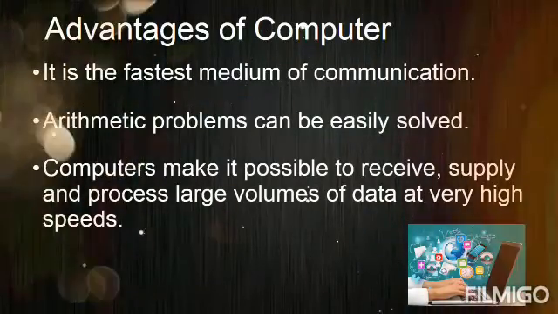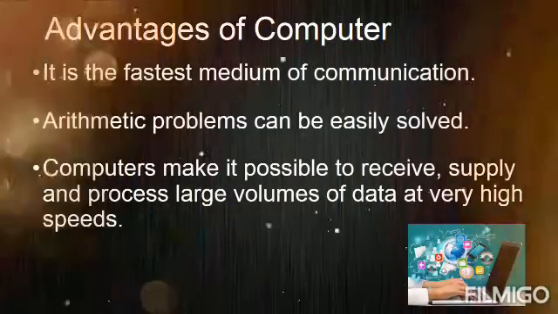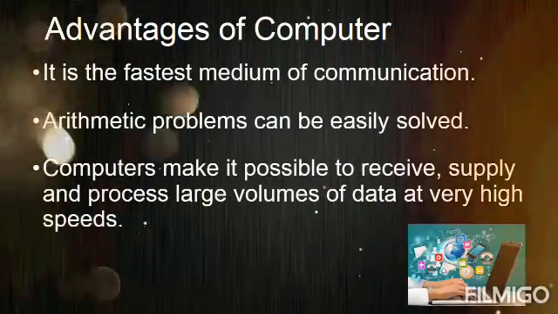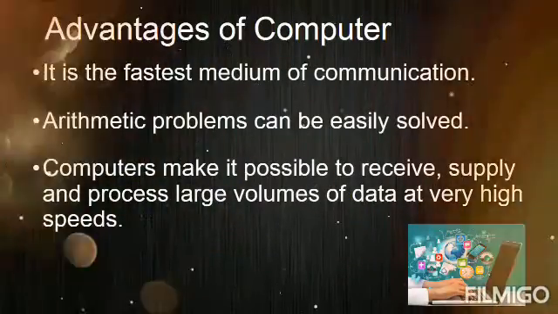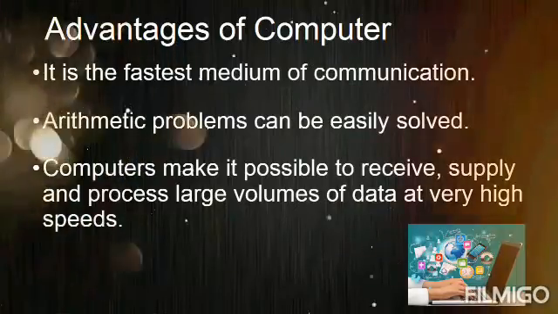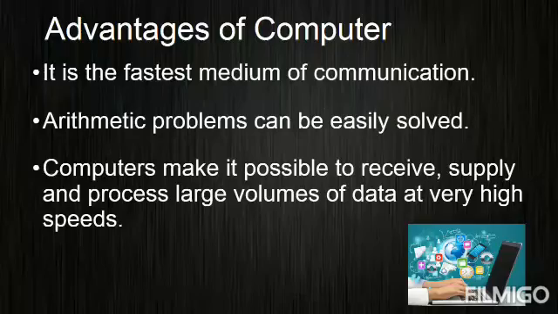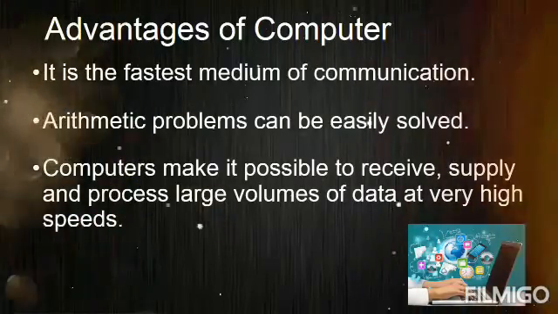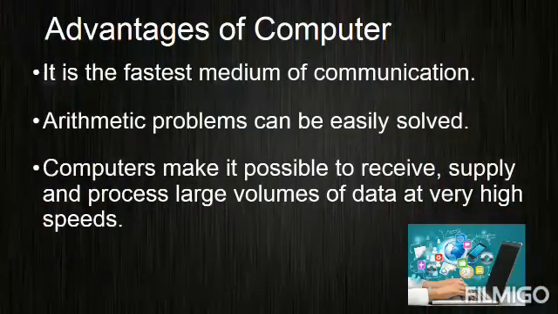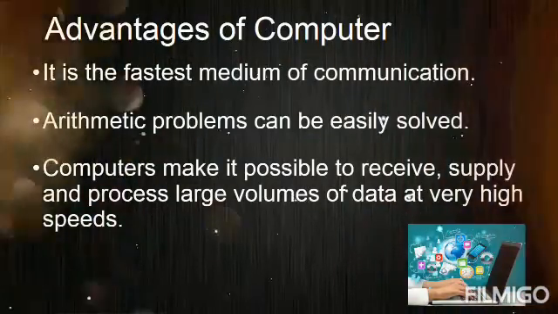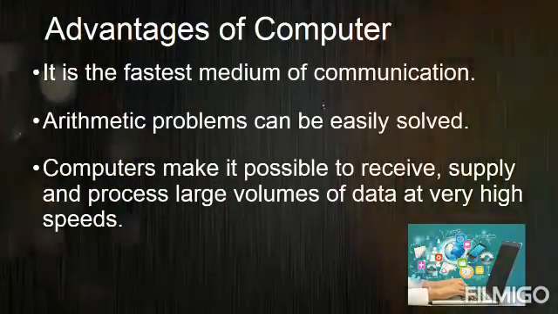It has been estimated that a human being commits at least one error for every 1,000 operations. However, a computer does millions of operations in a second without any error. Only if the data or instructions we give are incorrect can we expect the computer to give wrong results. Computers make it possible to receive, supply, and process large volumes of data at very high speeds. It has large storage and memory capacity. Its speed is very high as compared to human beings.